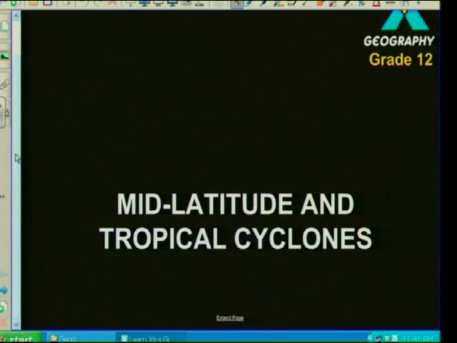As I say, there are overlaps in our sections, and that is why you cannot learn geography in sections. You have to learn them and then relate each section. So let's get on with looking at the tropical and mid-latitude cyclones. I'm going to start off looking at the mid-latitude cyclones.